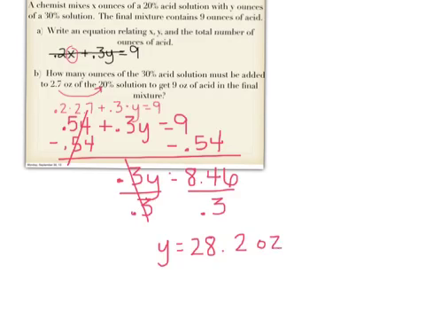And that might be freaking you out because 28.2 is way more than 9 ounces. But remember, what we're really saying here is, let me draw an illustration that shows what is happening in this problem so that you can wrap your head around it. Okay? You've got 2 containers of stuff. There's X ounces in this container, and there's Y ounces in this container.